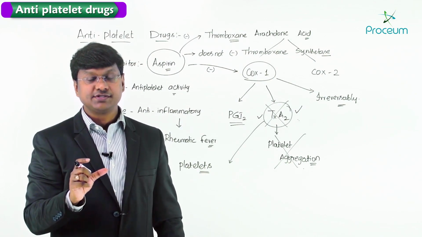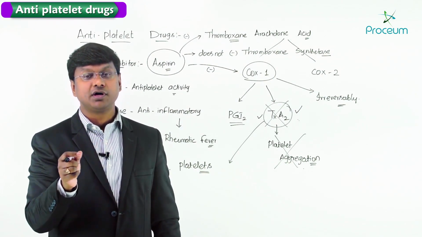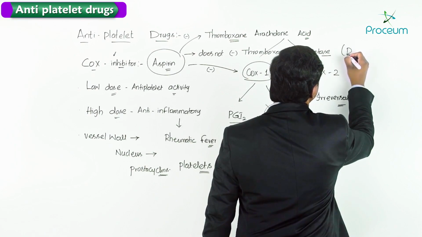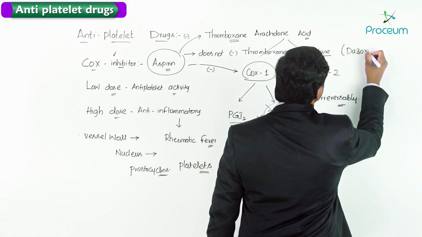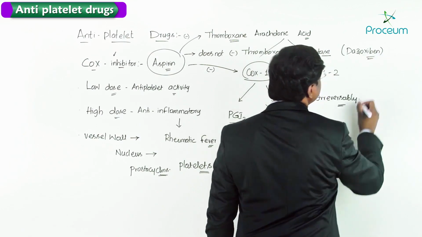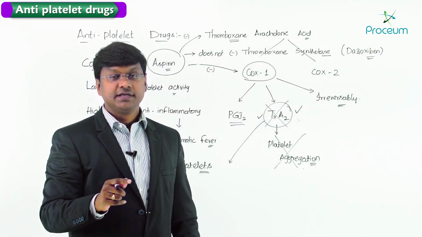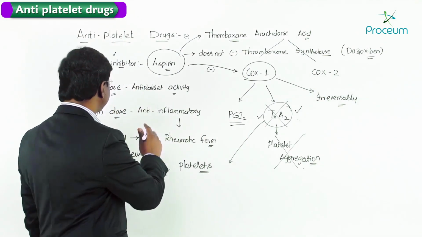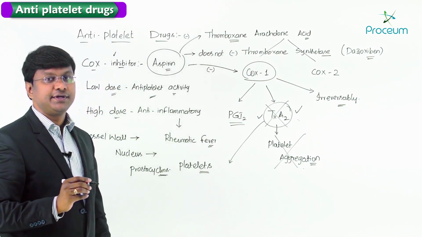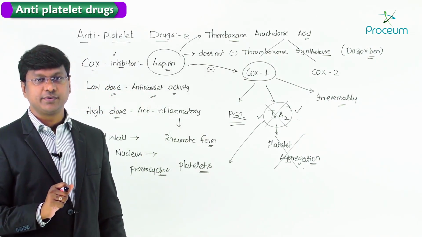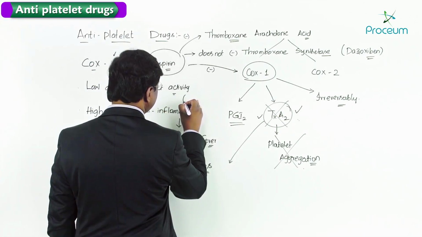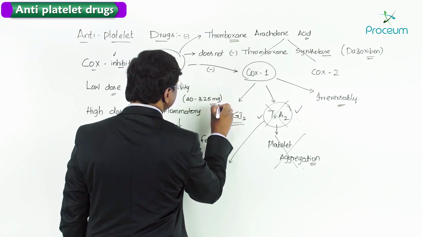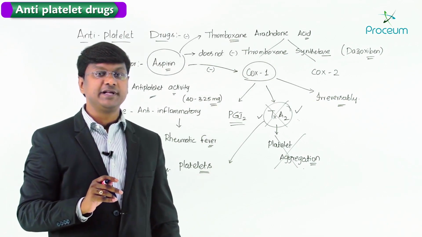Now, what is the drug which will inhibit this thromboxane synthetase? That is Dazoxiben. Dazoxiben is the drug which will inhibit this thromboxane synthetase. And as I have already said, for the antiplatelet activity of aspirin, low doses are required. And what is that low dose? That is a dosage of 40 to 325 milligrams per day.